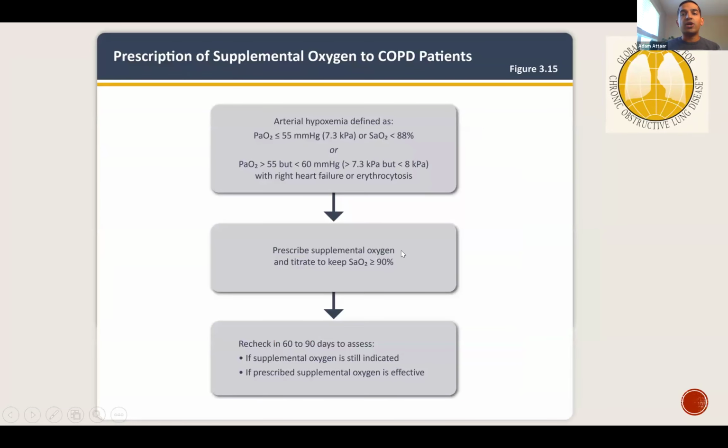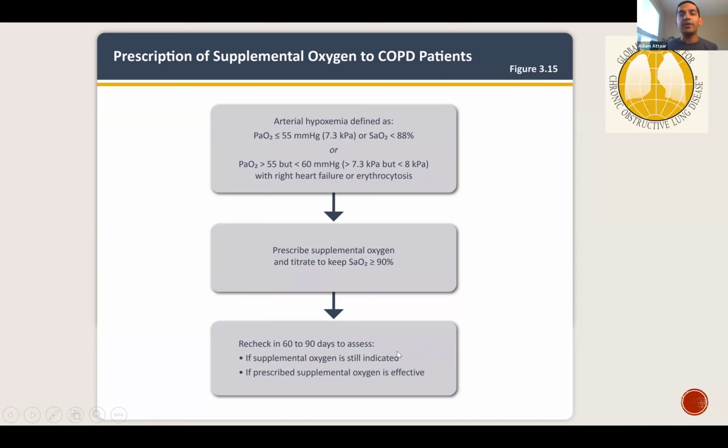Which patients should be discharged on oxygen? The initial data for this came from studies in the 80s, showing that patients who had a resting oxygen saturation of less than 88%, if they were put on 24 hours of oxygen, had a mortality benefit. However, if you start a patient on oxygen for this indication, they should be reassessed in the coming months to see if they still have an indication for oxygen.